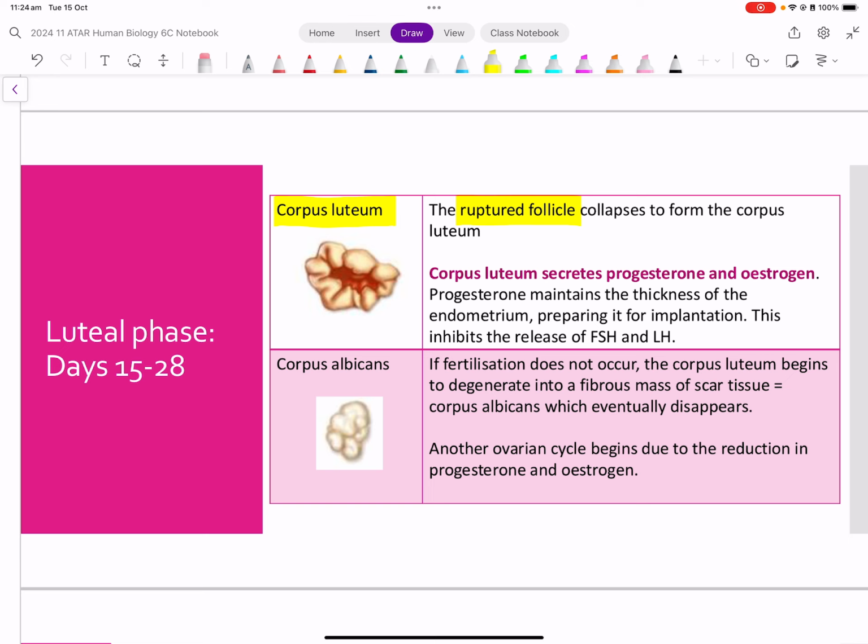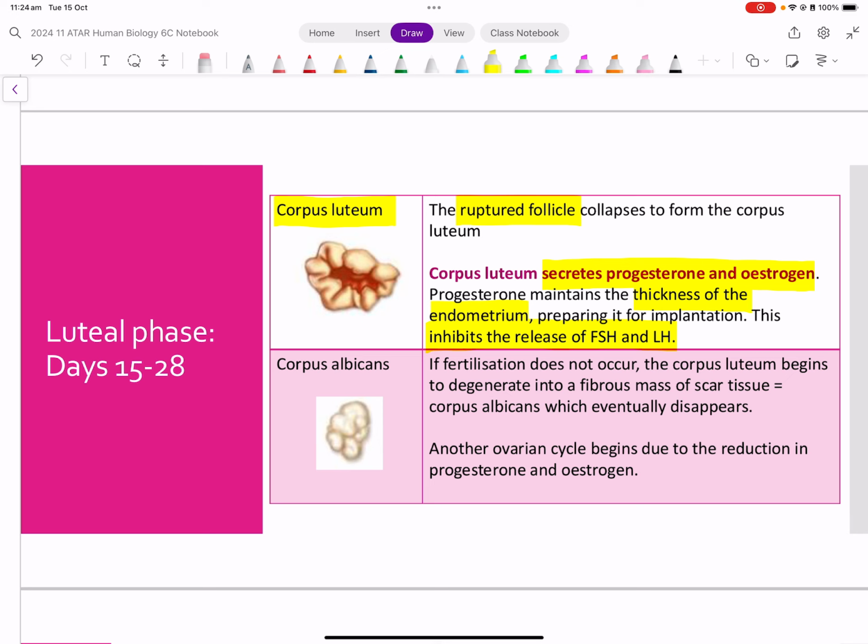And the corpus luteum is a structure left by the remains of the follicle, and it secretes a high level of progesterone and estrogen. Now, as we've discussed previously, progesterone is what helps to maintain the thickness of the endometrium ready for implantation, and it also inhibits the release of follicle-stimulating hormone and luteinizing hormone. Now, this is assuming that implantation is going to take place.